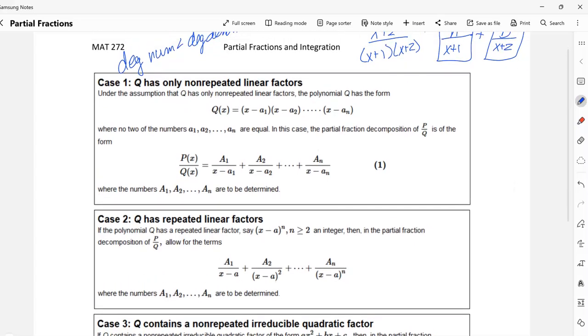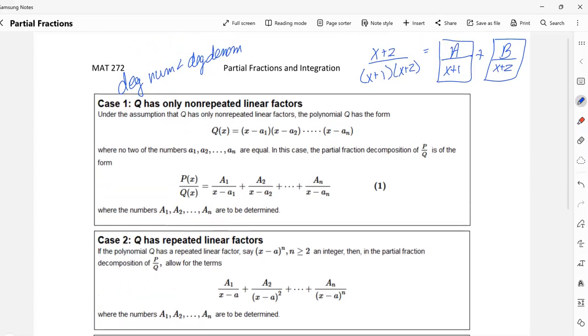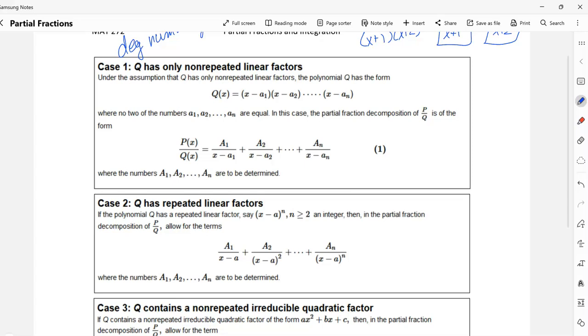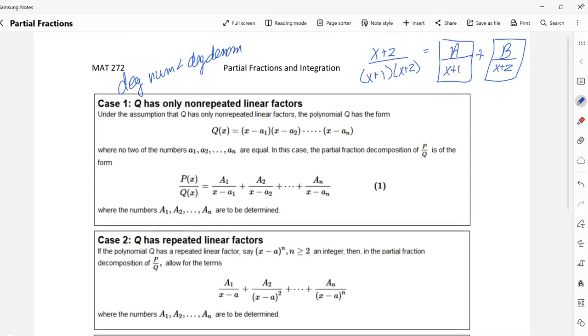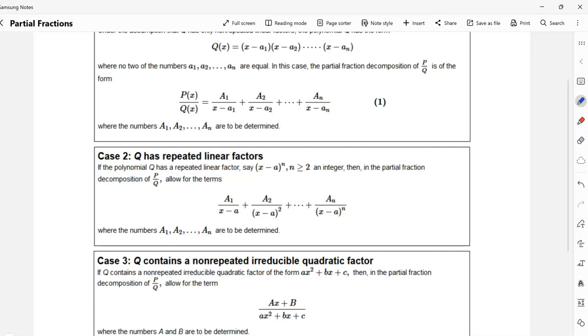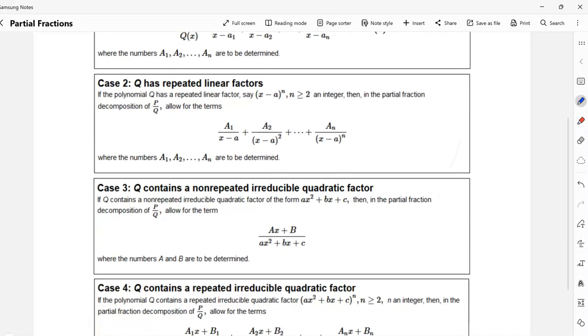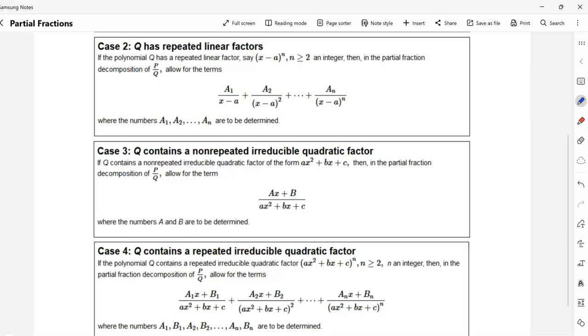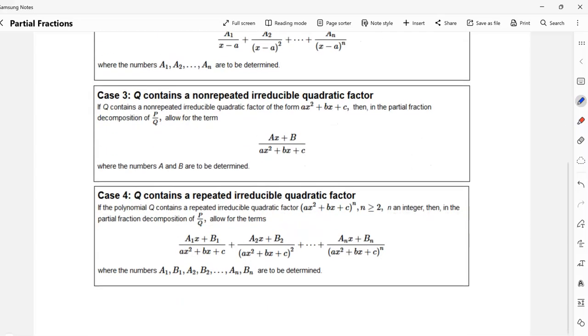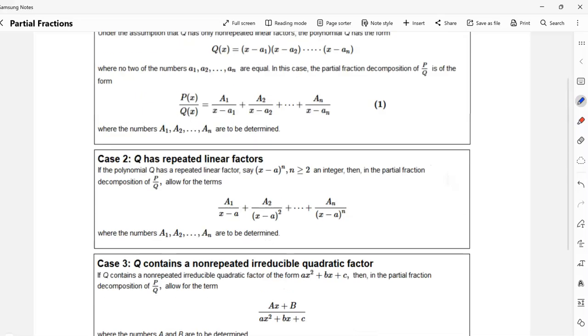integrate this. So we're going to have four cases that we're going to look at. We're going to look at non-repeating linear factors. That's what this one is. We have two factors that are non-repeated, so we're going to have two numbers that we're trying to find. We're going to have repeated linear factors, irreducible quadratics, and then repeated irreducible quadratics.